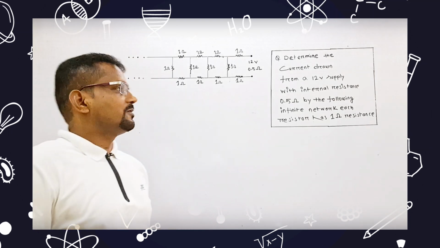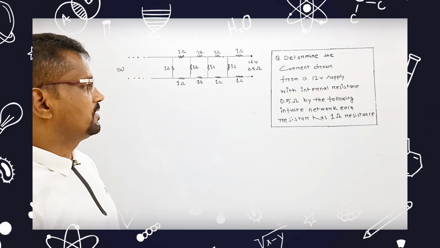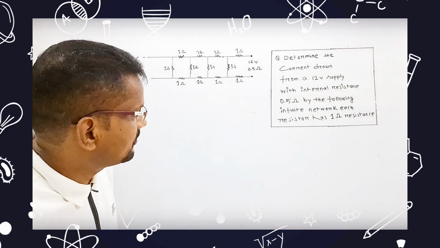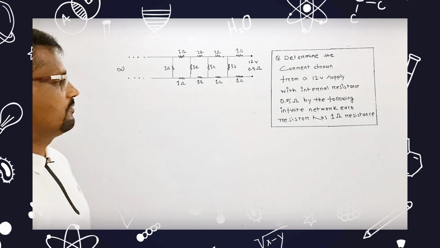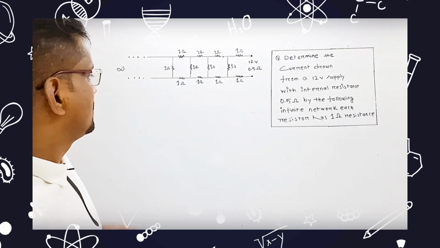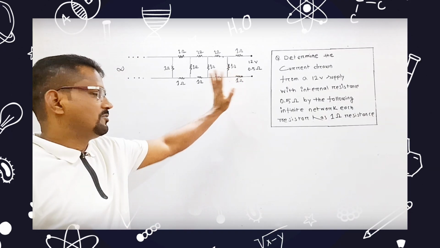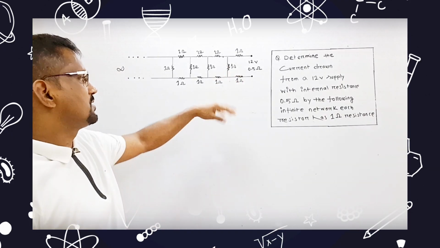What is the question? The question is to determine the current drawn from a 12-volt supply with internal resistance 0.5 ohm by the following infinite network. Each resistor has 1 ohm resistance. The circuit is given to you. Each resistor is of 1 ohm. Okay. Where is the battery?